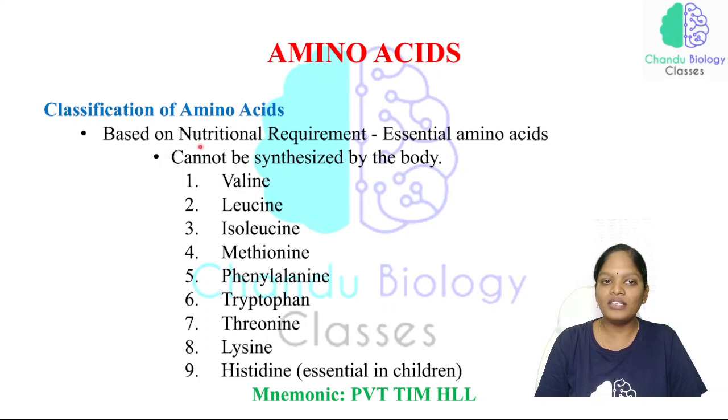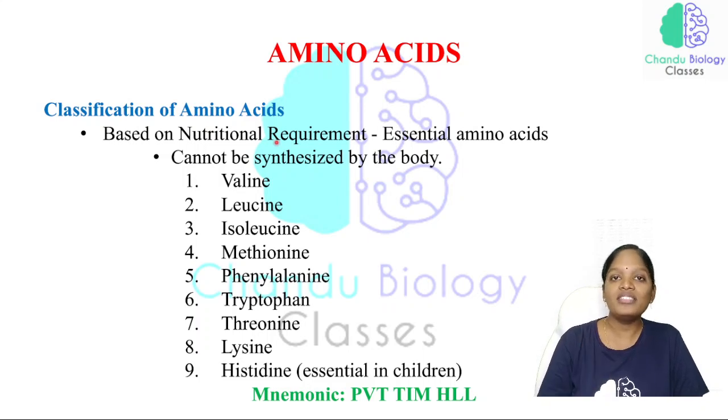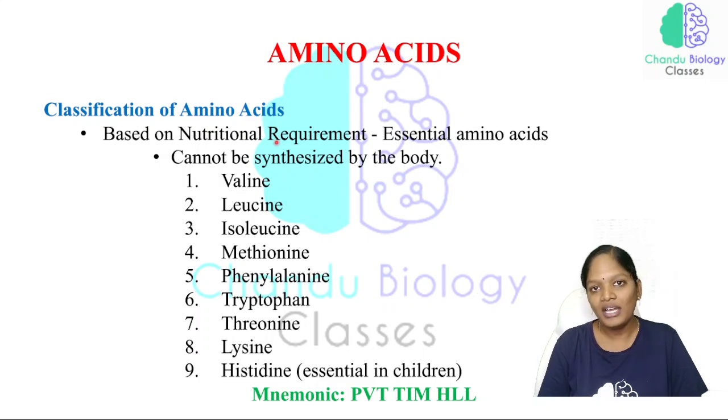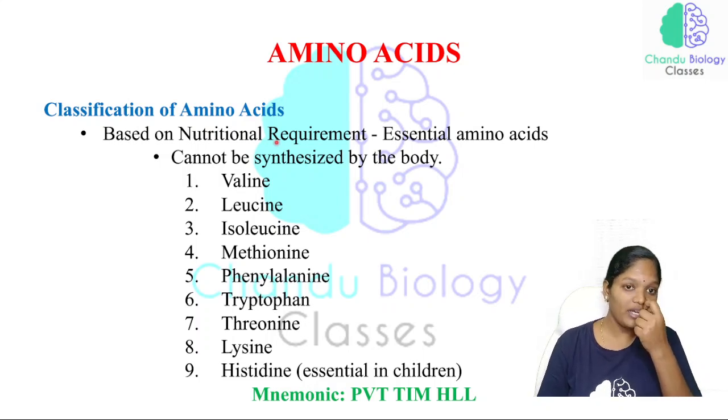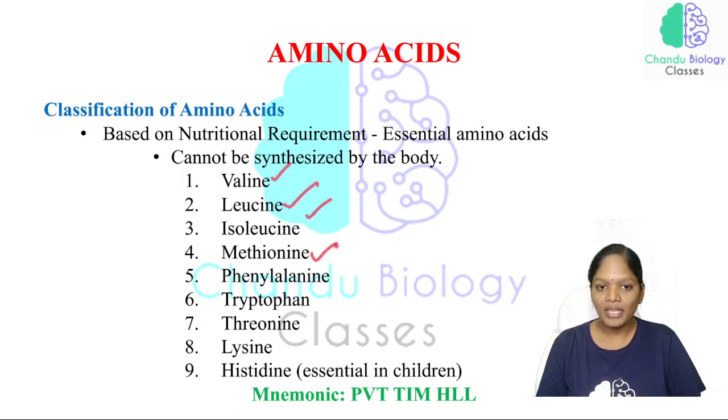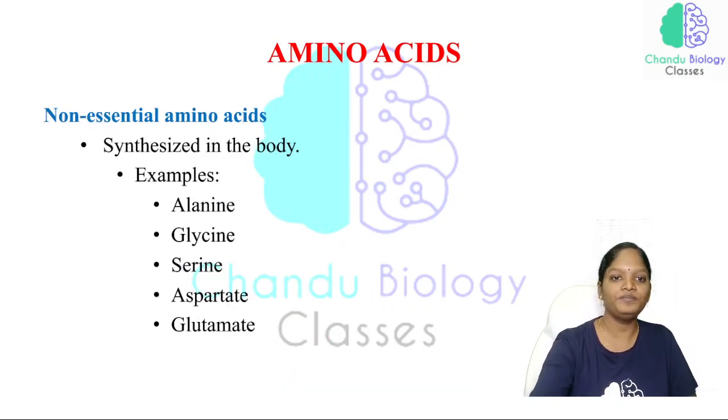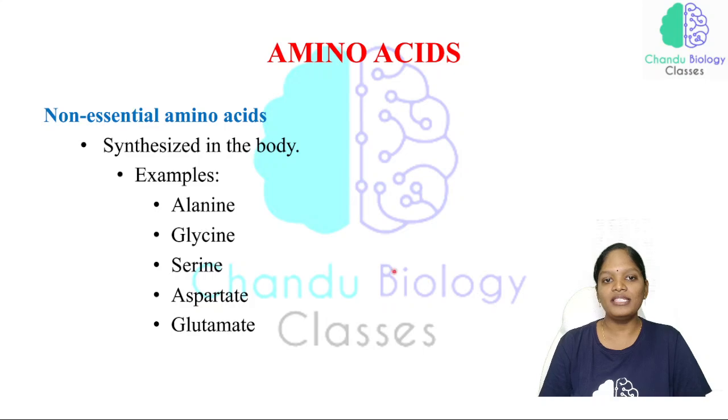Let me explain once again. Based on the nutritional requirement, we have two different types of amino acids: essential and non-essential. As it is an essential amino acid, our body needs it through the diet. Non-essential amino acids are synthesized by our body on its own, so it doesn't need to seek them from the diet. What are the essential amino acids? Valine, leucine, isoleucine, methionine, phenylalanine, tryptophan, threonine, lysine and histidine.